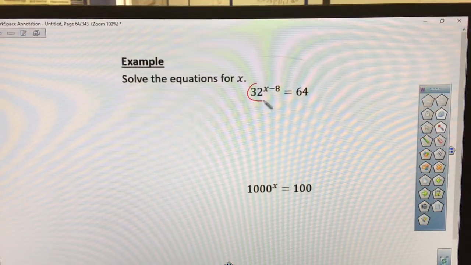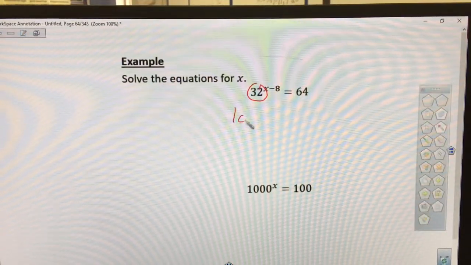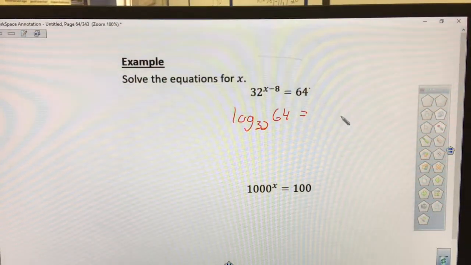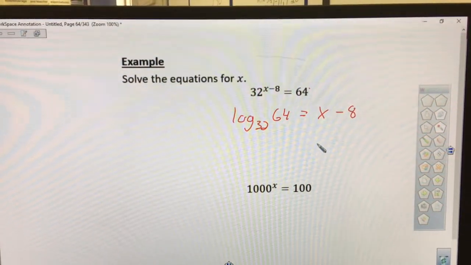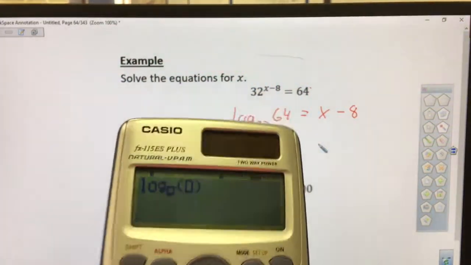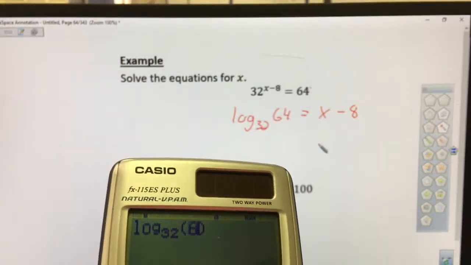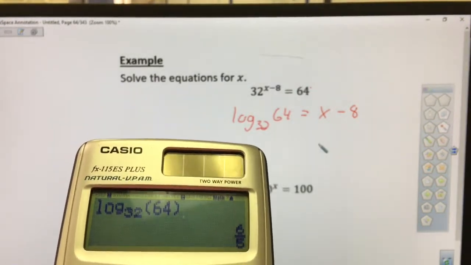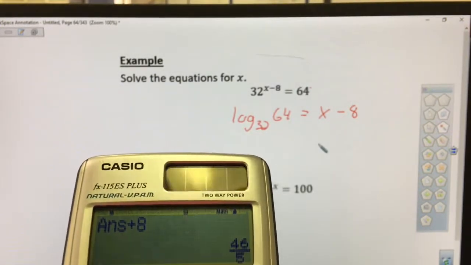Alright, what's the base? So you're going to do this one in the calculator. Log base 32 of 64 equals x minus 8. So you're going to type in the calculator, log base 32. You're going to hit that log base button, type in 32 down there, right arrow in, put the 64 in, hit equals. That's not my answer. 6/5 is not my answer. I have to add 8 to that. So the answer is 46/5.